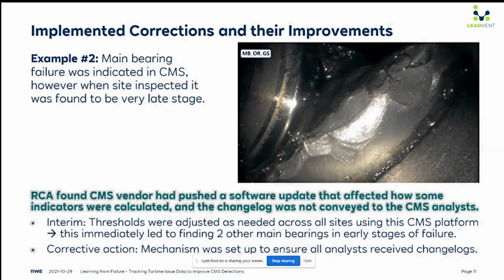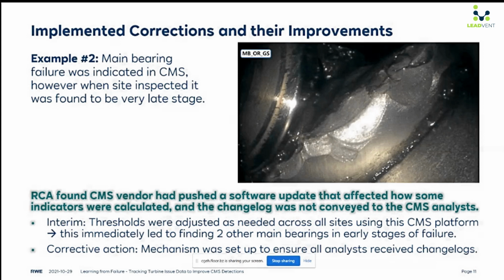The RCA turned out that the vendor had pushed a software update and that change log for the software update was not conveyed to the CMS analysts. And that update had affected how some of the thresholds were set. Well, more specifically, it affected how the signals were calculated and brought the levels down compared to their relative thresholds.